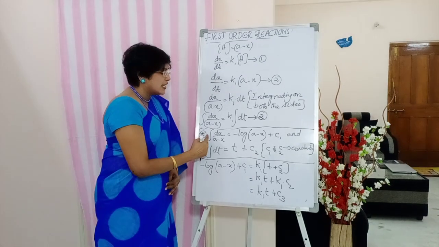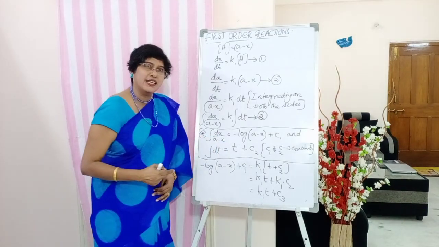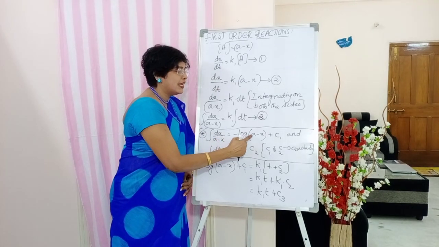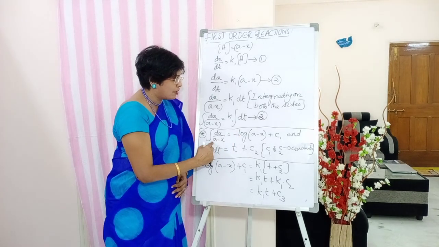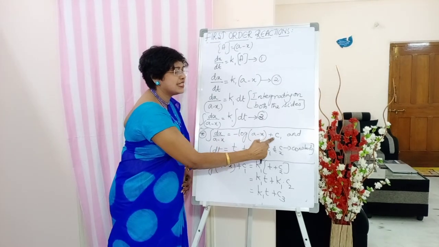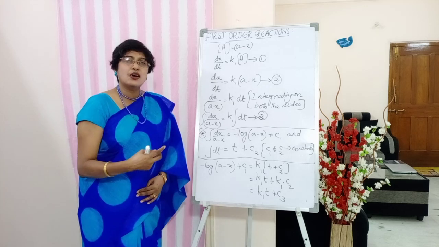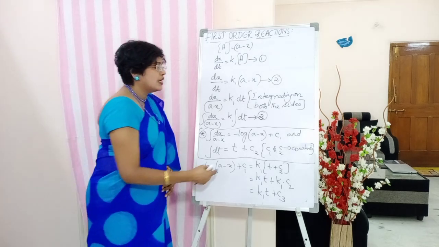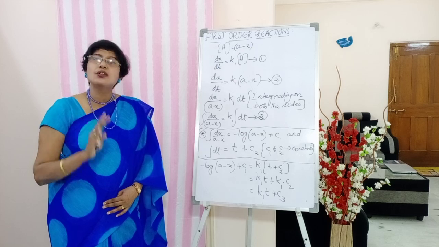We know that integral dx by A minus X value is minus logarithm of A minus X plus constant. Okay. So, here we are using two constants. That's why, to mark a difference between these two, I have used C1. But generally, it is a constant.